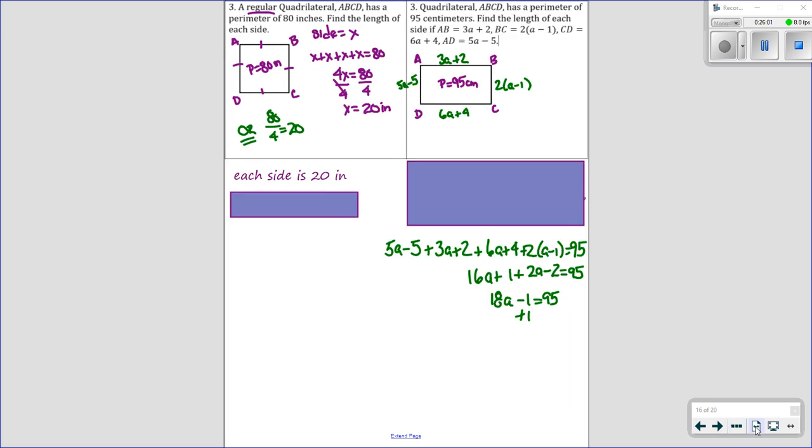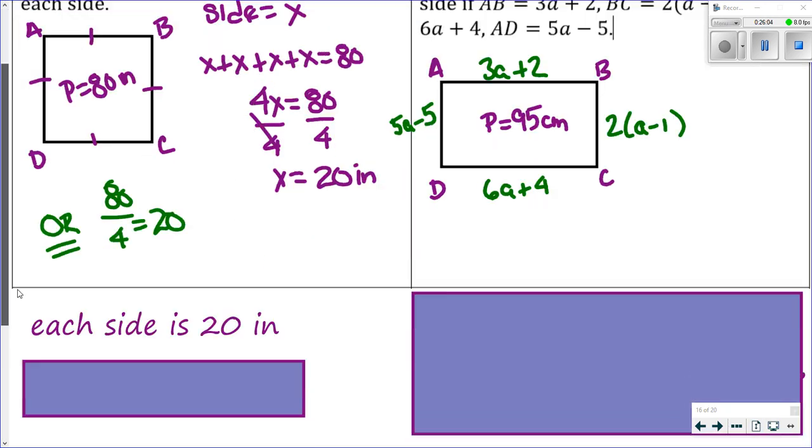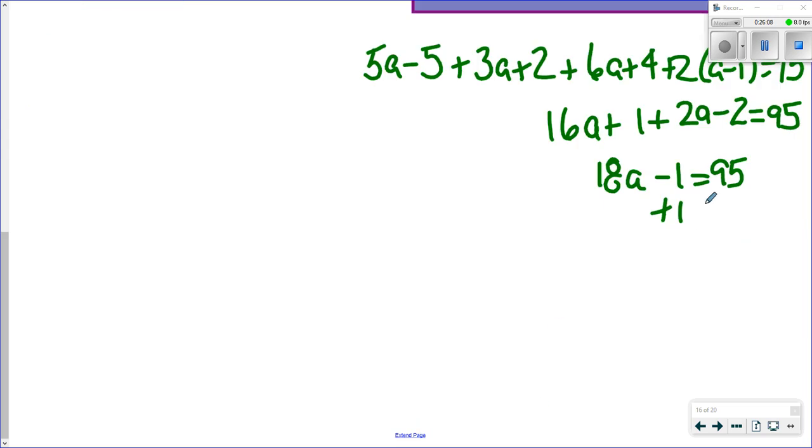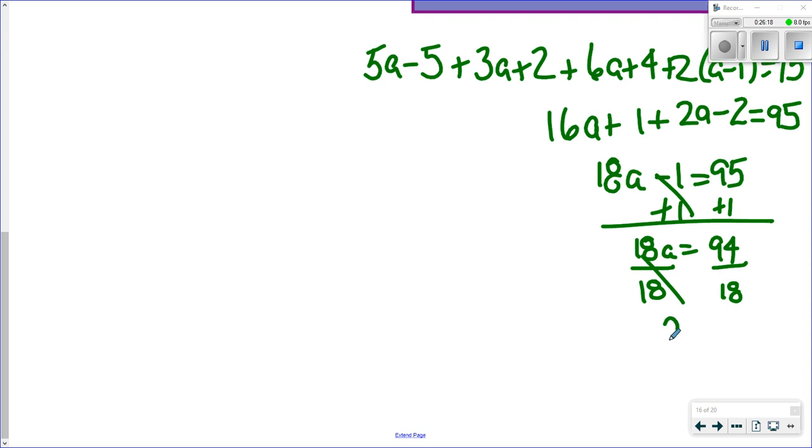Alright, let me expand this and continue. So add 1 on both sides. 18a equals 94. Divide by 18. And then my a will equal 5.22.